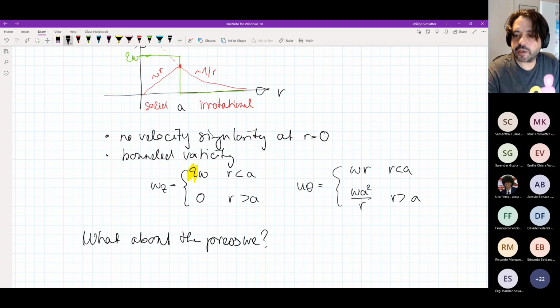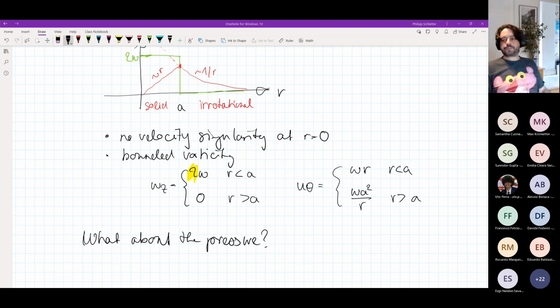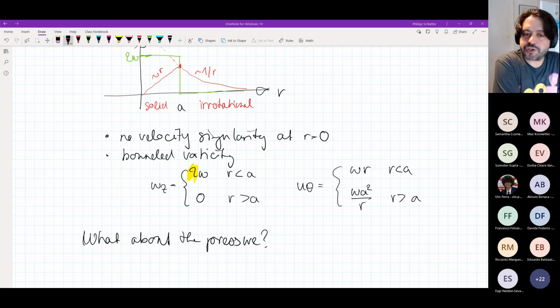And I prepared here a poll for you, so you can think a little bit yourself about how the pressure looks. If you have a velocity field with a vortex in it, how big is the pressure? Is the pressure in the center of a vortex higher or lower, or maybe even constant, the same value as the surroundings?